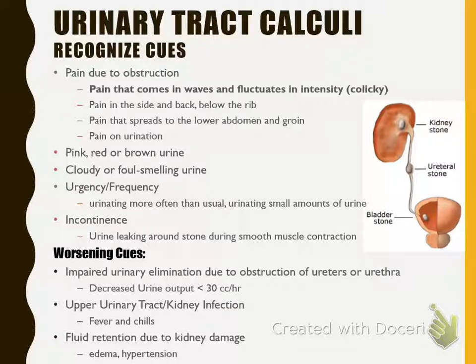A delicate little membrane, as it goes down, it rips the lining and causes bleeding and causes white blood cell formation and causes problems. So pink, red, brown urine, cloudy or foul-smelling urine is due to bacteria. So if you have cloudy, foul-smelling urine, there's probably bacteria in your urine for whatever cause.